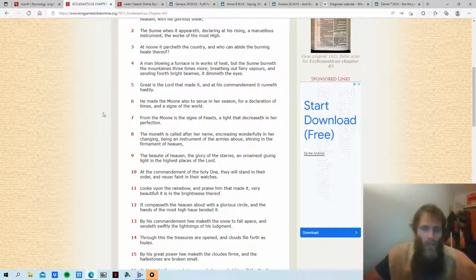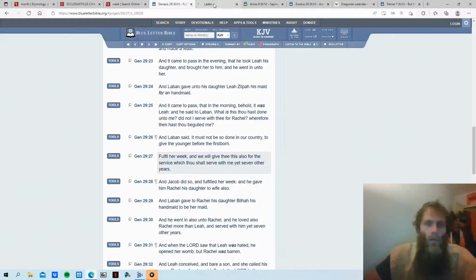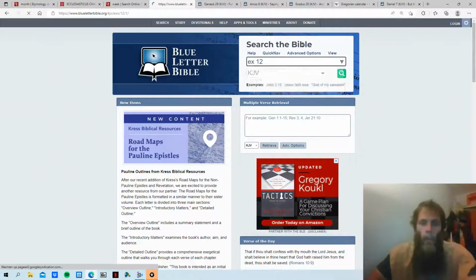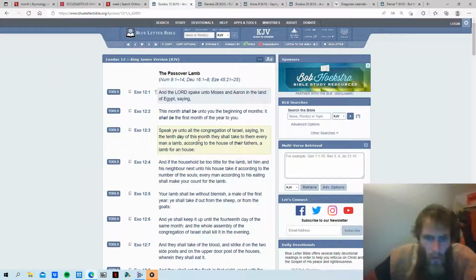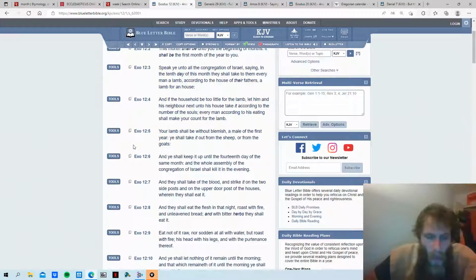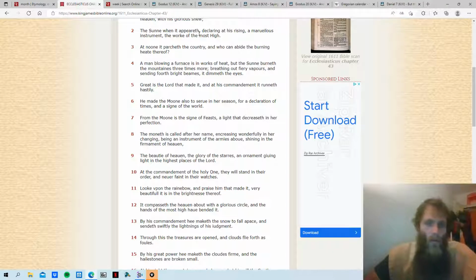Verse 7: from the moon is the sign of feasts, a light that decreaseth in her perfection. And one of the examples that you can grab is the one in Exodus chapter 12. Exodus chapter 12 verse 6, concerning the Pesach, says, and ye shall keep it until the 14th day of the same month, and the whole assembly of the congregation of Israel shall kill it in the evening. So if you have a month determined by the moon, you only have to count 14 days after that in order to establish when the Pesach is going to start. So based upon the moon, you're able to calculate that.